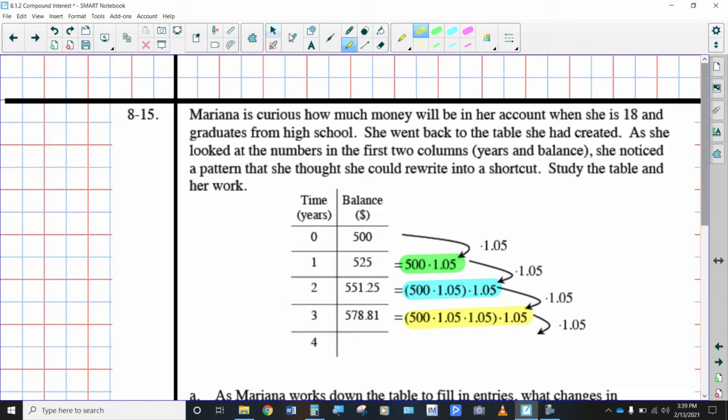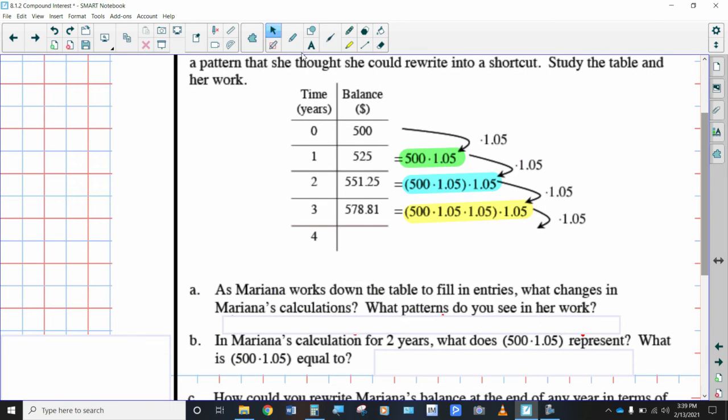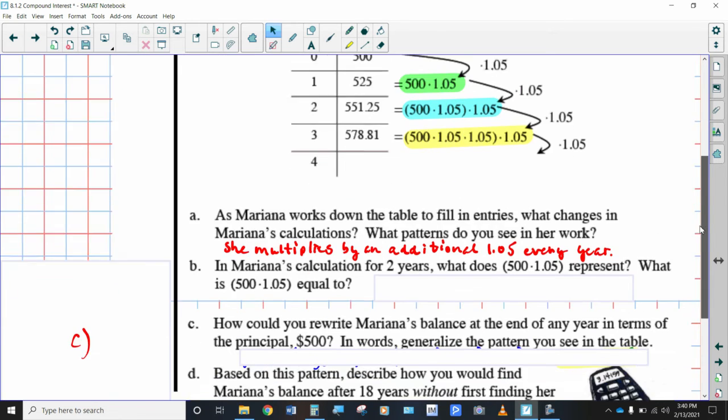What is happening in this situation? And I think you start to see that she multiplies an additional 1.05 every single year. So in the first year, she multiplied it 1 time. In the second year, she did it twice. In the third year, she did it 3 times. In the fourth year, what is she going to do? She's going to do it a 4th time, right?